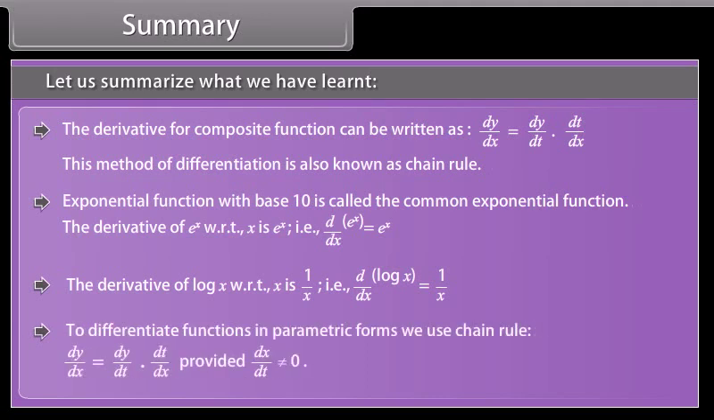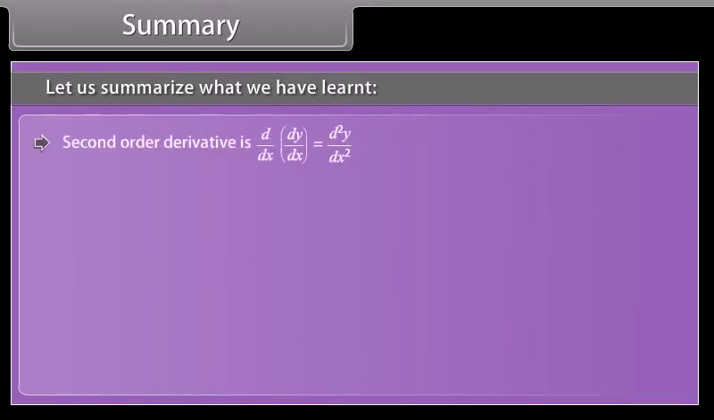To differentiate functions in parametric forms, we use chain rule. Dy by dx is equal to dy by dt into dt by dx, provided dx by dt not equals to 0. Second order derivative is d by dx of dy by dx is equal to d2y by dx square.